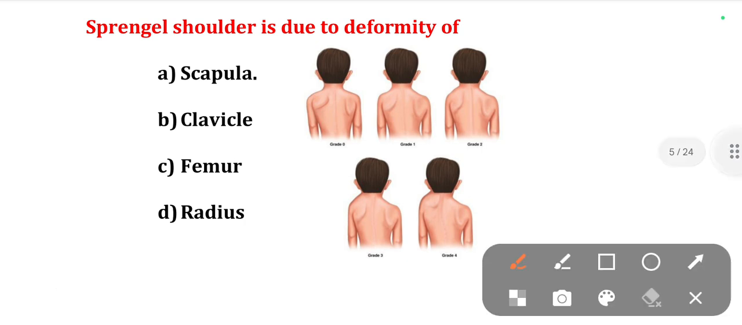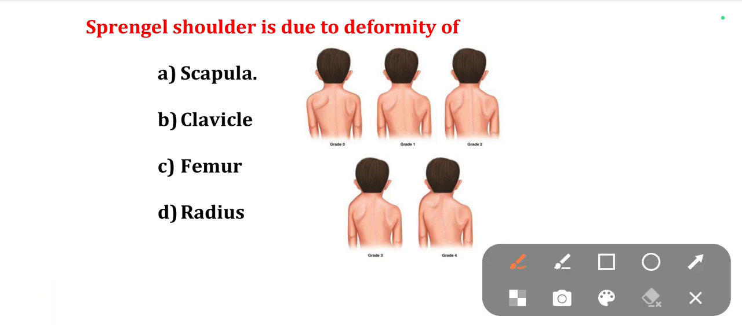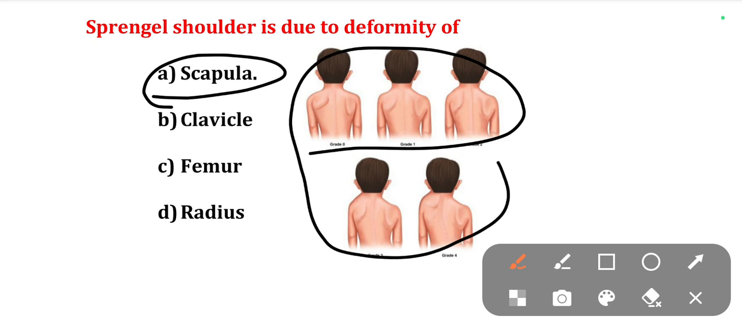The next one is Sprengel shoulder is due to deformity of. Options are scapula, clavicle, femur, and radius. The right one is scapula. So here you can see the children having Sprengel disease, that is deformity of the scapula. So here you can find the grades. Okay, grade 0, 1, 2, 3, and 4.